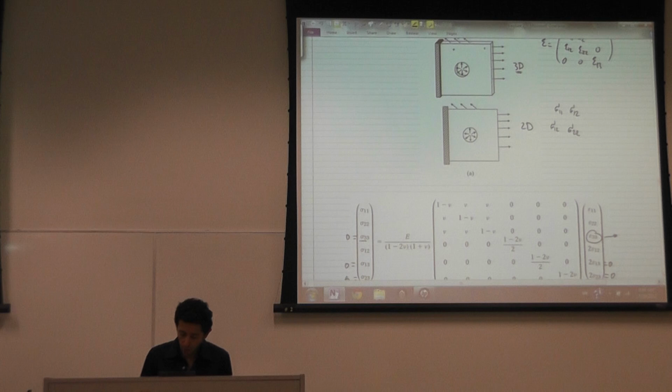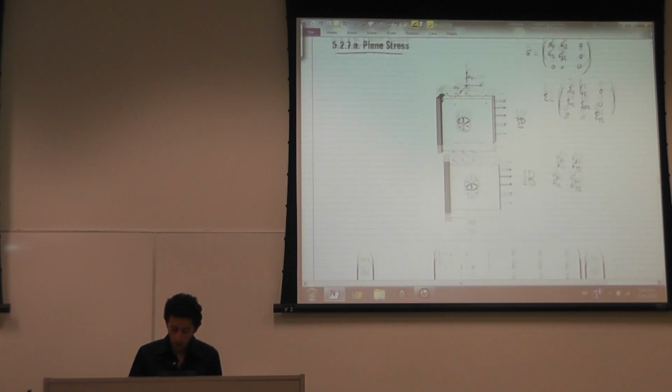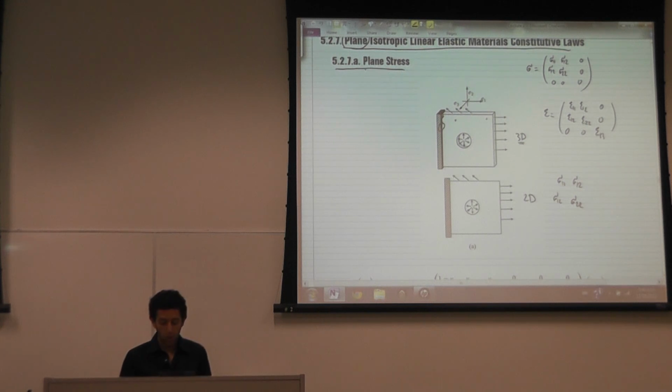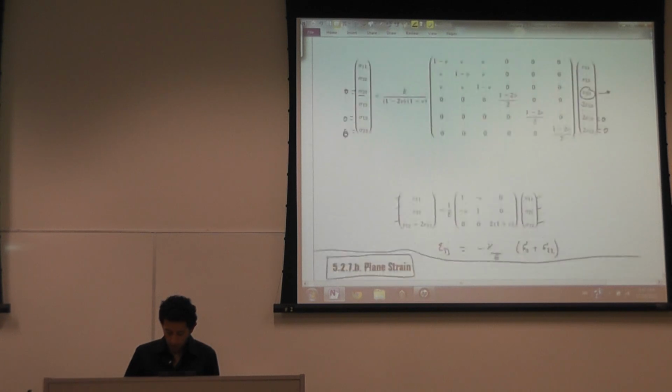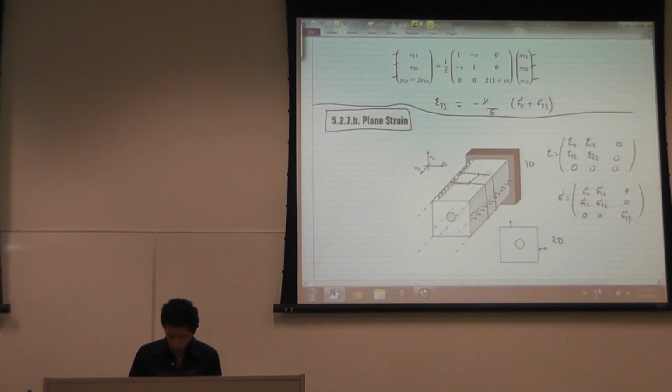In reality, closer to the support, you are really constraining the material in the third direction. So this is not really a plane stress state closer to the support. Also, closer to the support, you have different behavior where the assumption that the cross section stays the same does not really apply. So you need to be aware of these things.